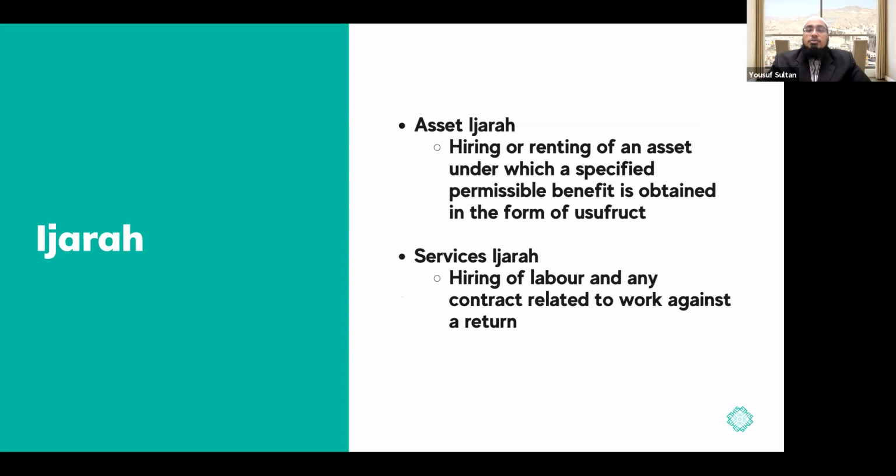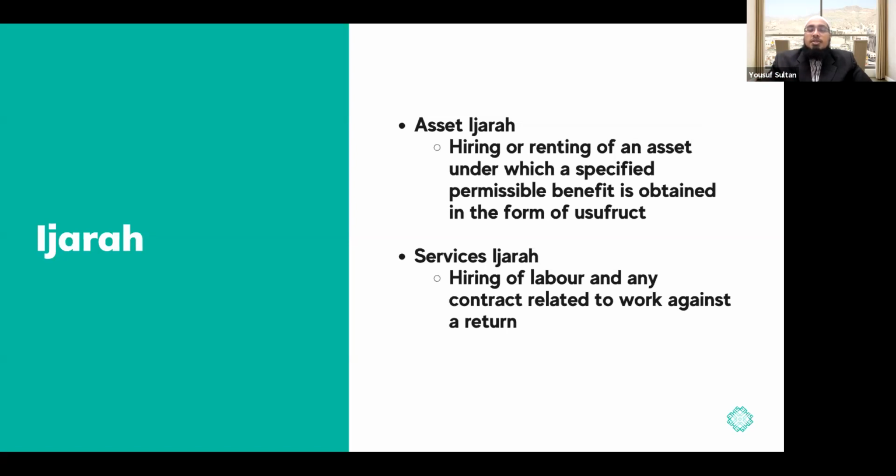Most prominently, two types. One is asset ijara, ijaratul a'yan. Asset ijara is whereby an asset is rented out. An asset is given as an ijara. For example, I gave the example of the car. If I am renting the car, I'm basically renting an asset. So it's an ijaratul a'yan.